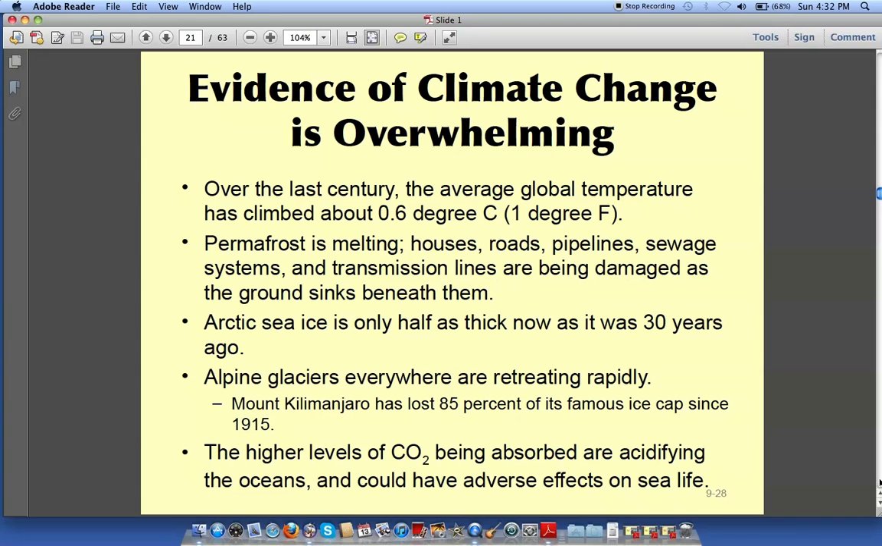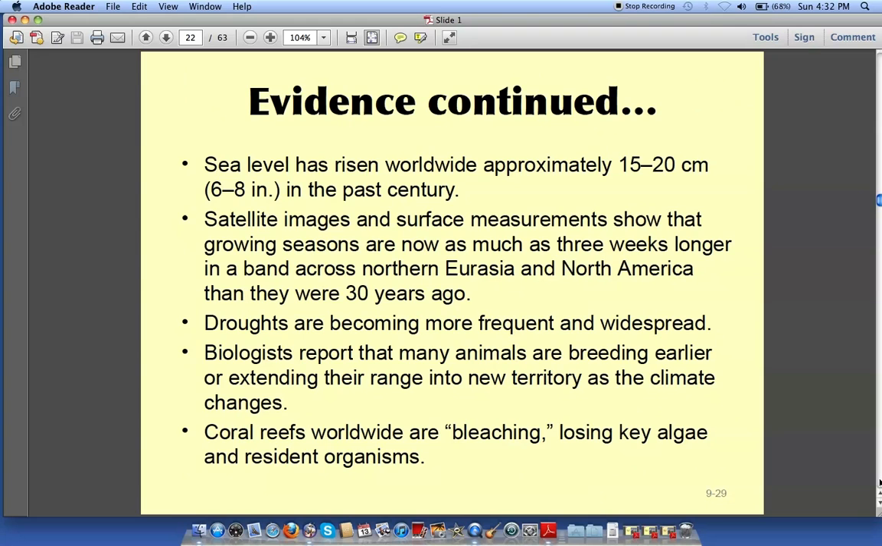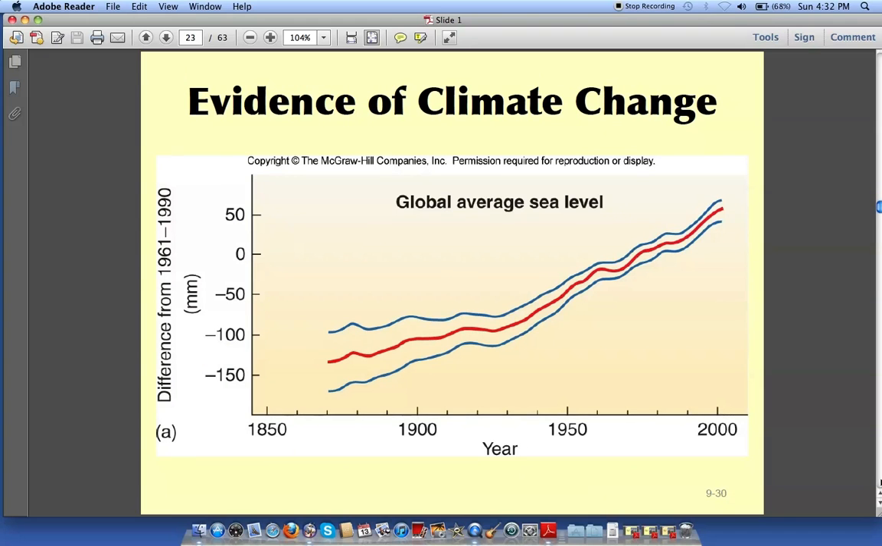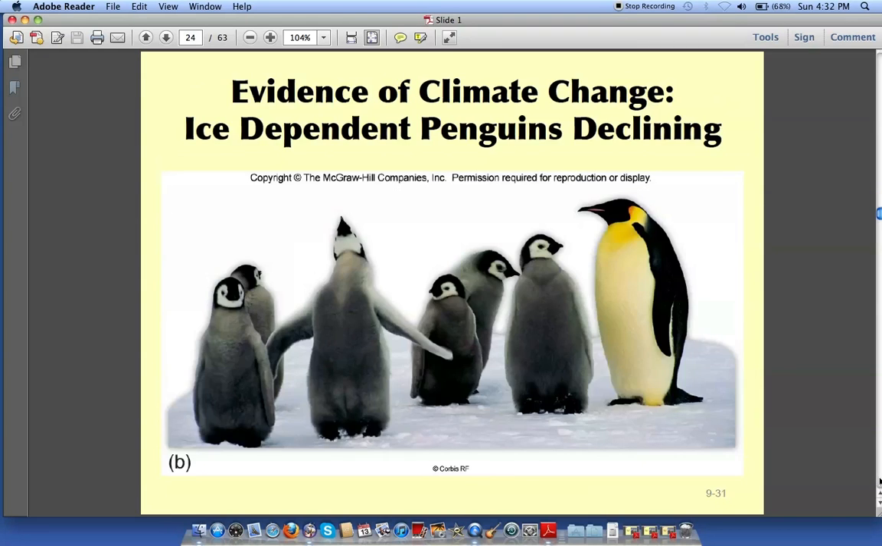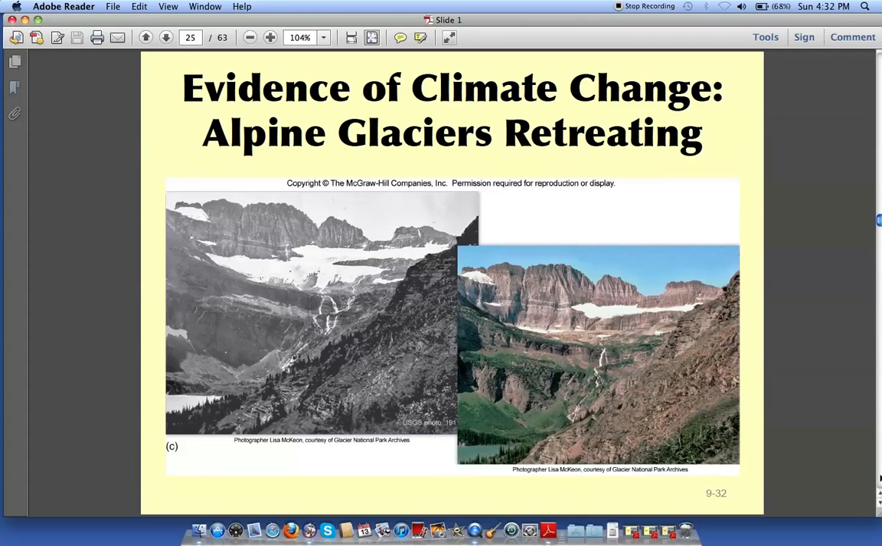climate change and the evidence of it. You can read through these. Change in sea level, change in the amount of reproductive populations of these specific organisms that depend on ice. Their populations are being reduced. You can see the retreating glacier. Way up here now.